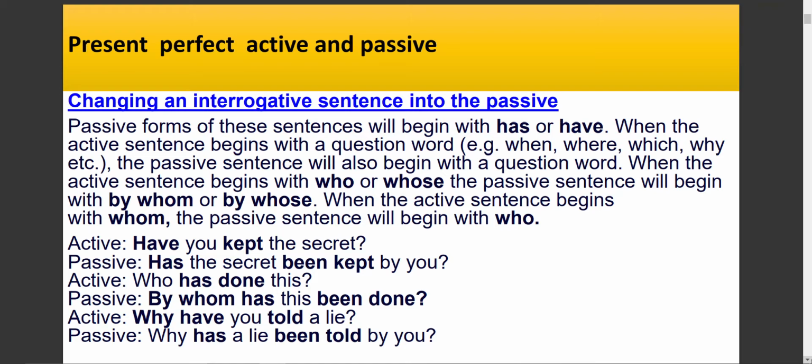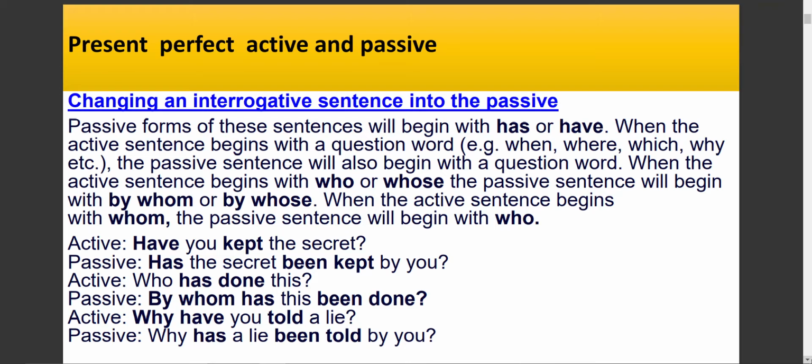Passive forms الجمل الصيغة المبنية للمجهول of these sentences will begin with has or have. When the active sentence begins with a question word, for example when, where, which, why, etc., the passive sentence will also begin with a question word. When the active sentence begins with who or whose, the passive sentence will begin with by whom or by whose. When the active sentence begins with whom, the passive sentence will begin with who. Right? Let's take a look at these examples.